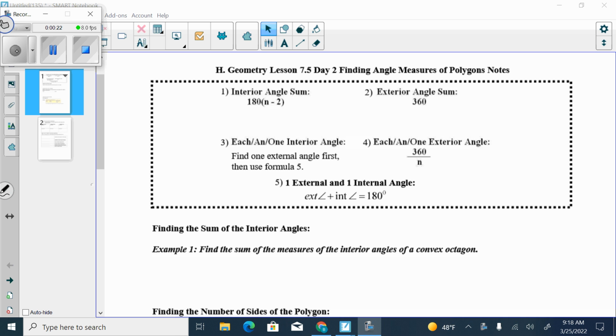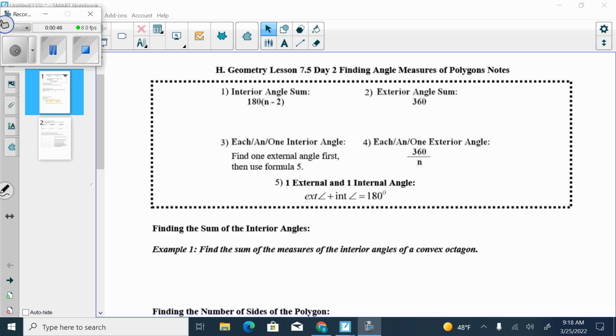Okay? So first they remind us interior sum can be found using 180 times n minus 2, and exterior sum is always 360. If you want to find one interior angle, you use this same formula, but you divide it by the number of sides, right? And to find one exterior, you divide 360 by the number of sides.